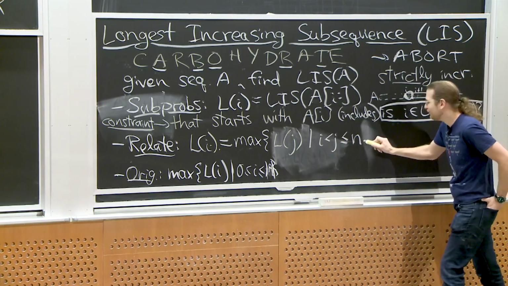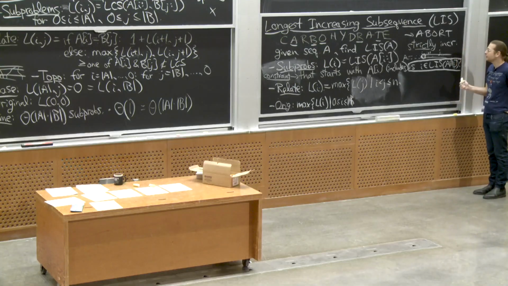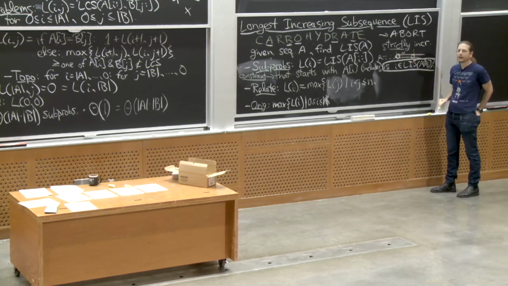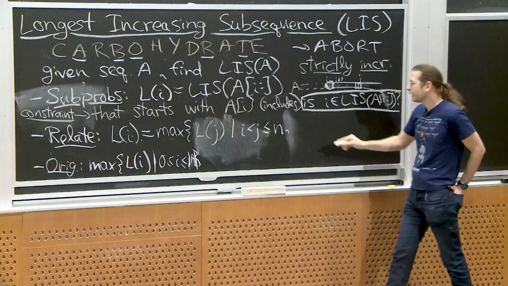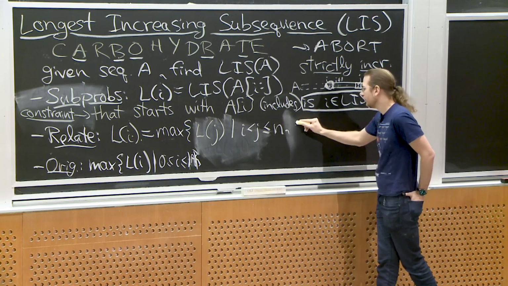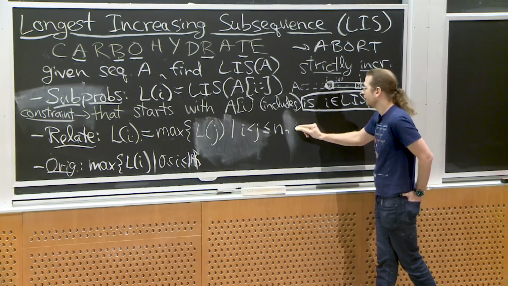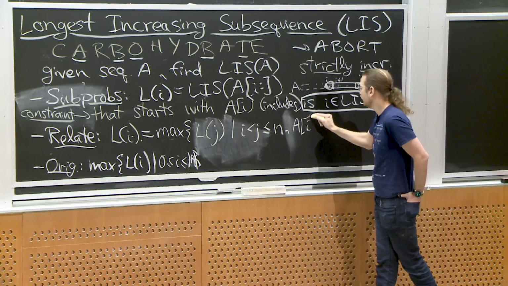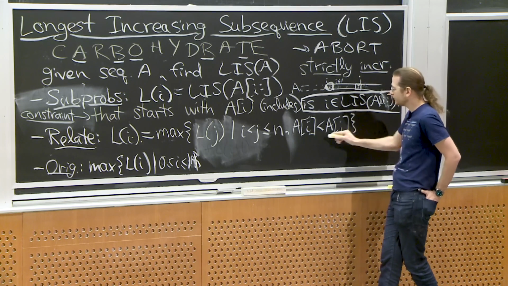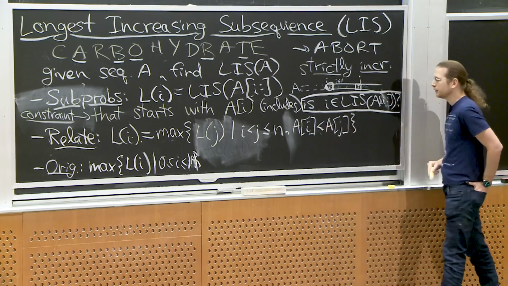Now, this is the interesting part. I can enforce increasing, because I can't just choose any letter j to the right of i. Also, the number or letter written here has to be greater than the number written here. That's the strictly increasing property. So I can add as a constraint in this max to say a of i is strictly less than a of j. And if you wanted non-strictly increasing, you would add an equal there.